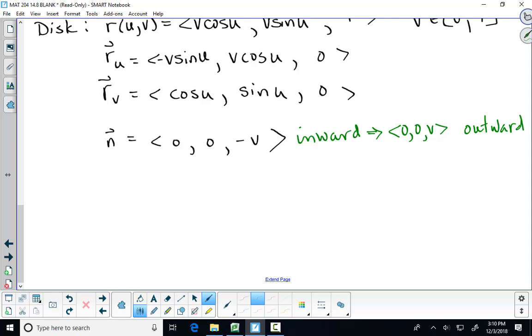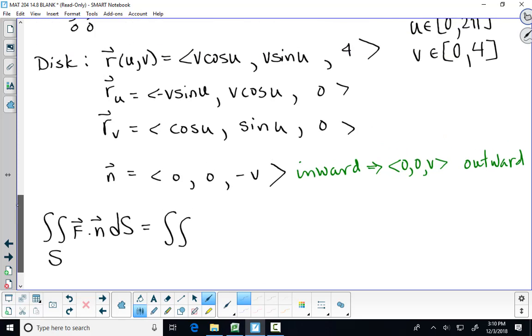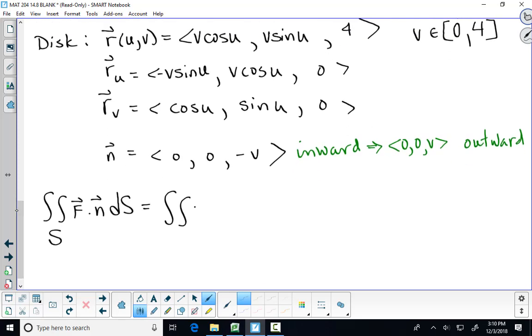Now we're almost there. We take our parameterization and put it into the field. This field was just that radial field xyz, so that's pretty simple. So we're going to have v cosine u.